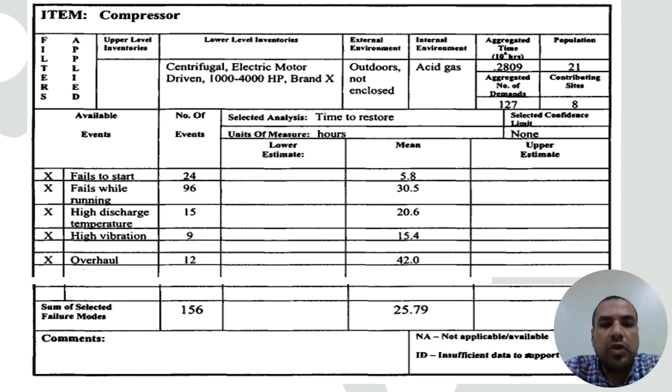So finally, the aggregate time to restore, which is like the mean time to restore. We make this calculation by dividing 4,018.8 by 156, which equals 25.79, as you see here in the last row of the table.